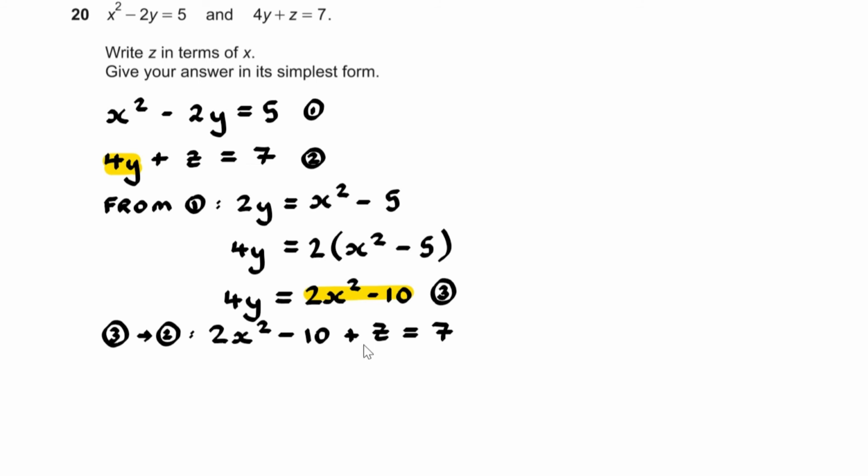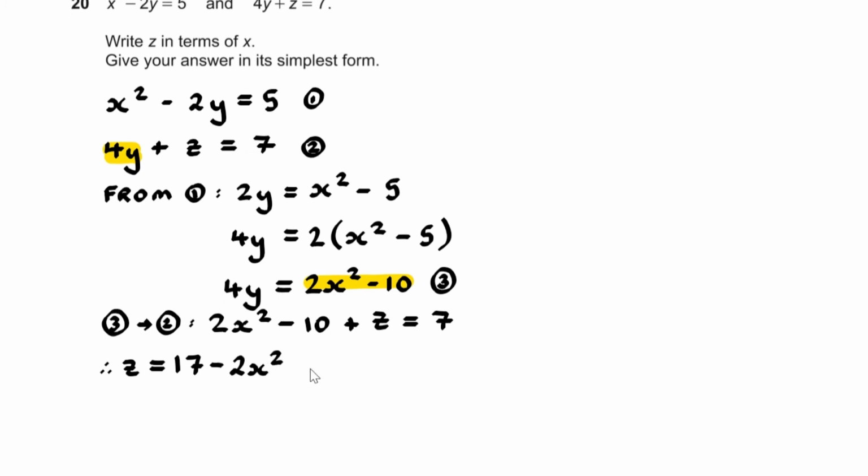So if I rearrange for z, we can therefore conclude z is equal to 17 subtract 2x squared.